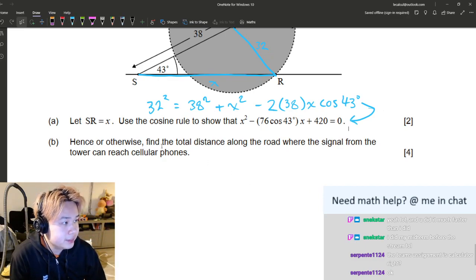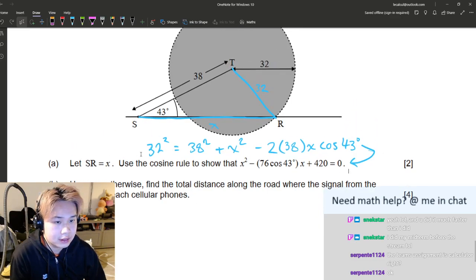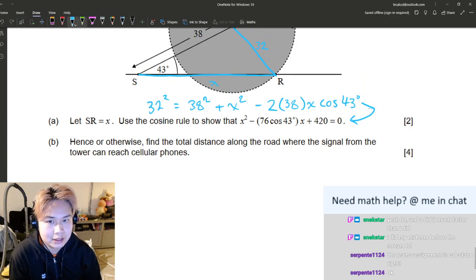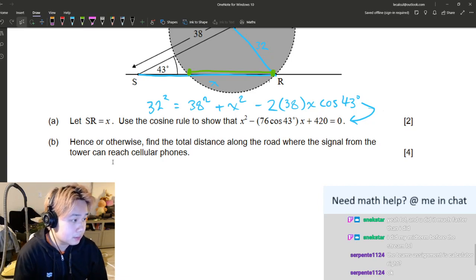Okay, hence or otherwise, find the total distance along the road where the signal from the tower can reach the cell phones. Hence or otherwise, find the total distance along the road where the signal can reach. So they want me to find this distance.